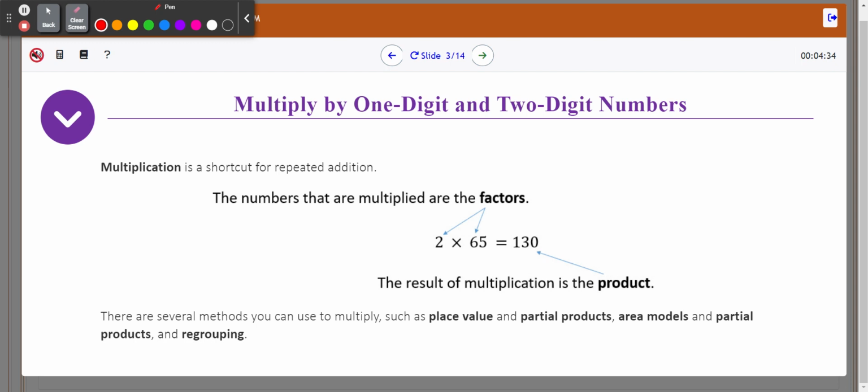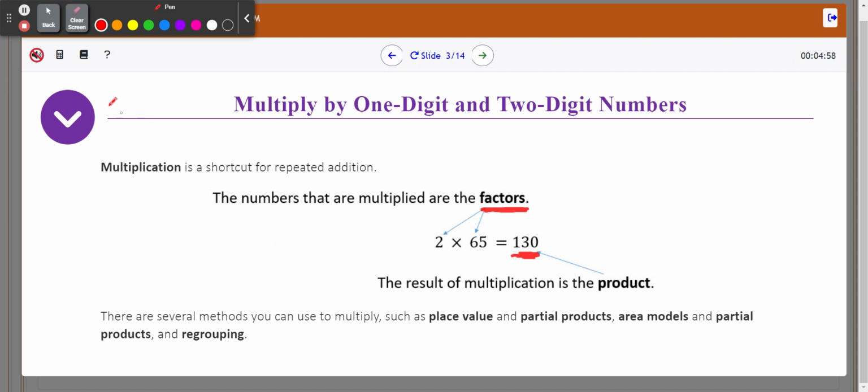The numbers in a problem, the numbers being multiplied together, are called factors. When you multiply numbers together to get an answer, that is called the product. So factors are multiplied together to give you the answer, which is the product.